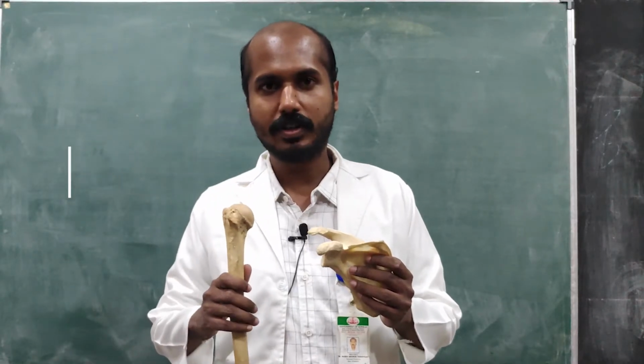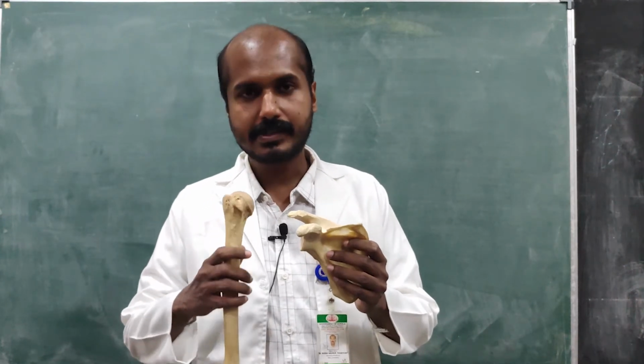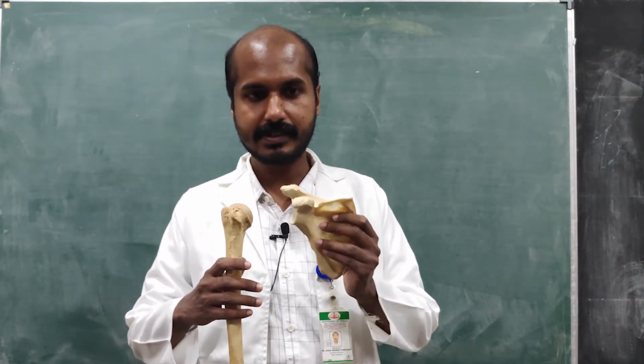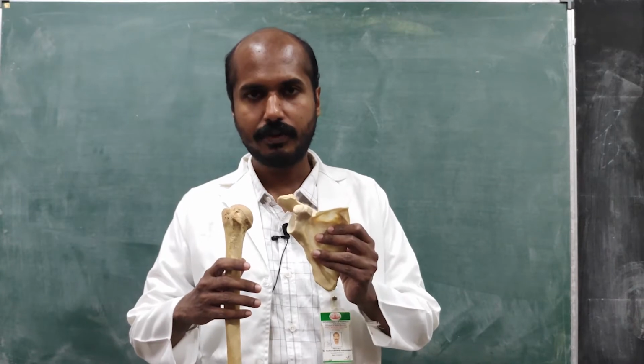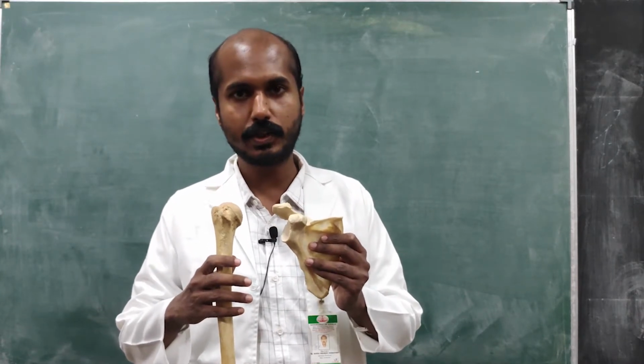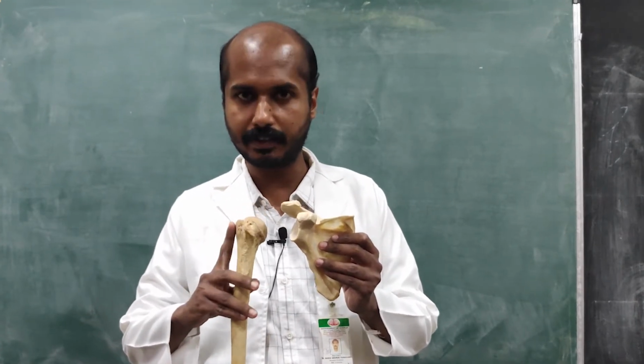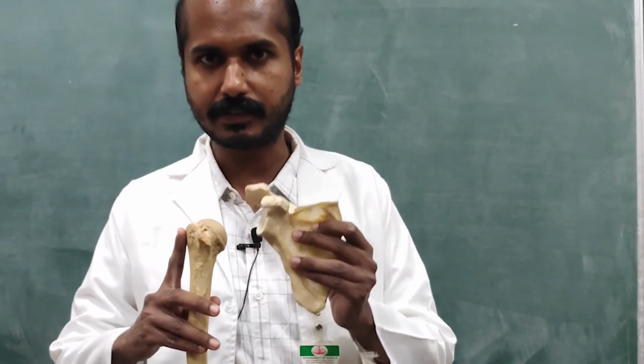Today we'll be learning about the rotator cuff. This is the right humerus and this is the right scapula. For understanding the rotator cuff, we need to learn the features on the upper end of the humerus and the major features of the scapula.